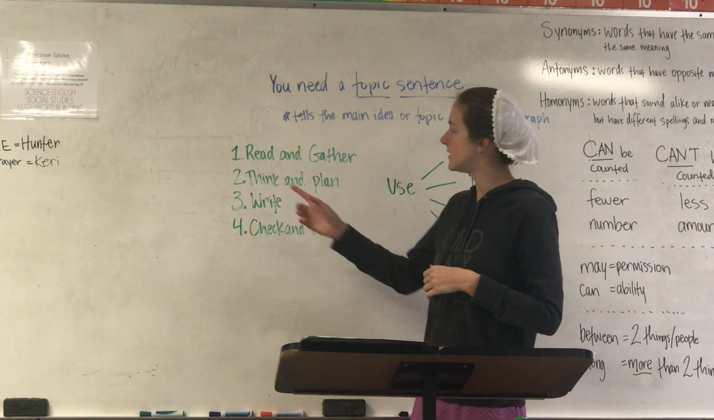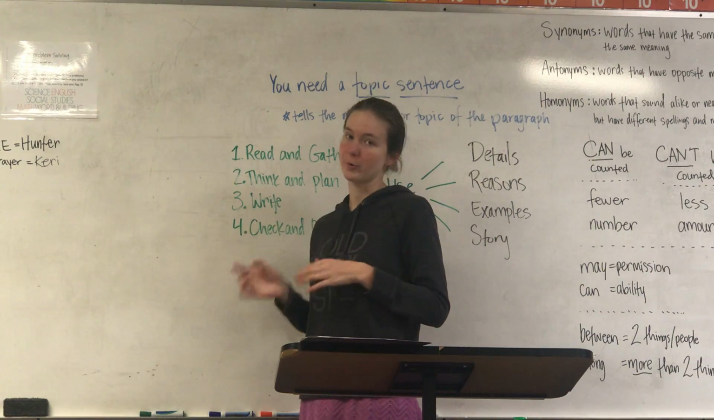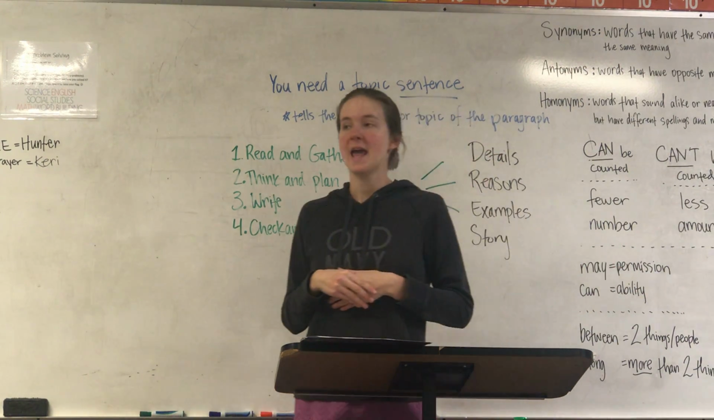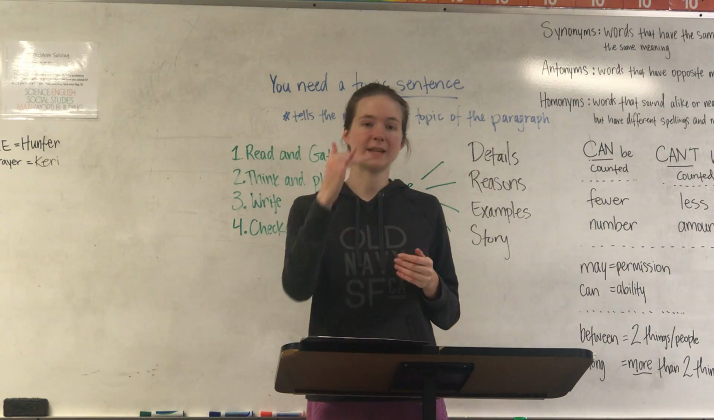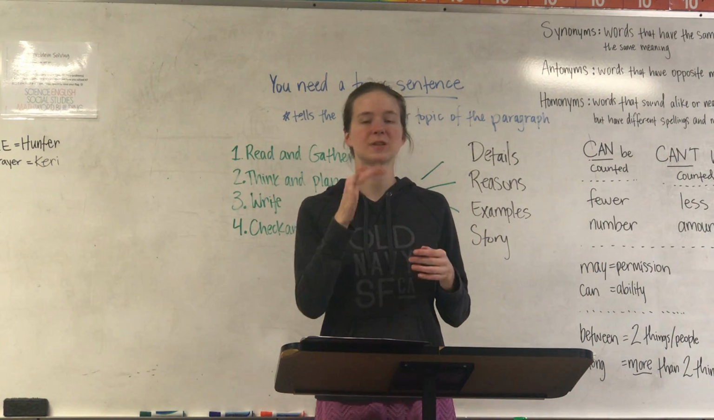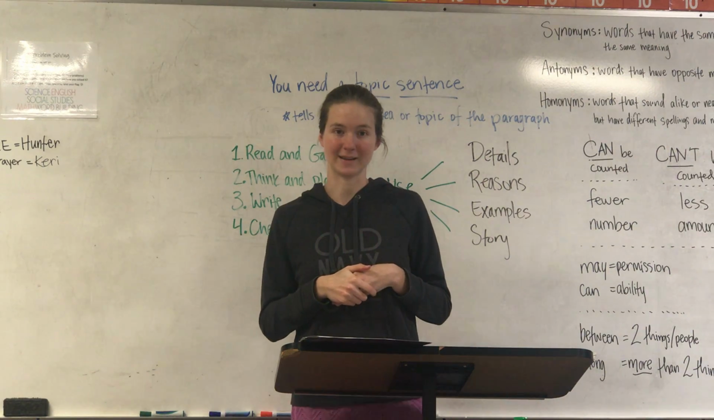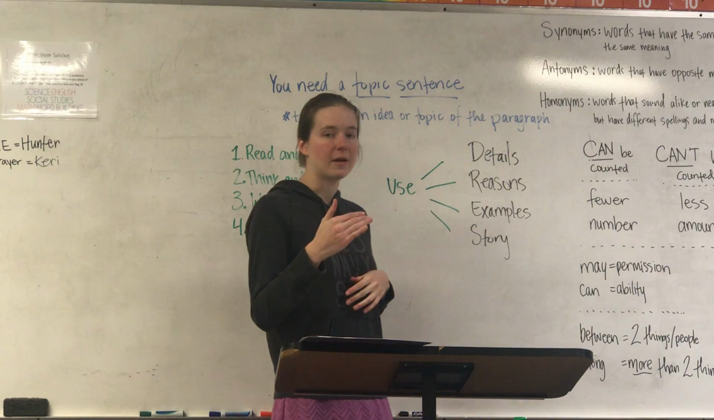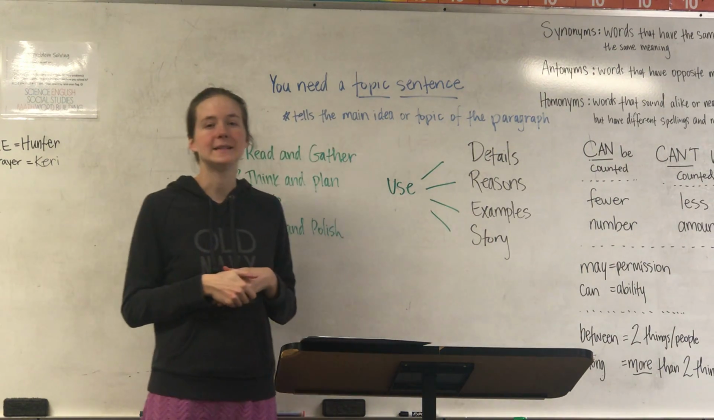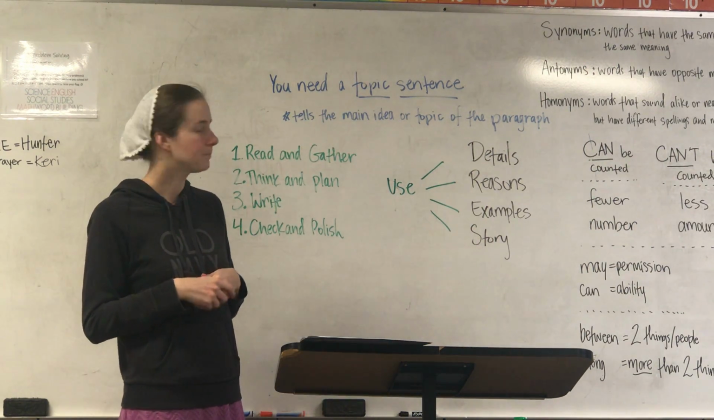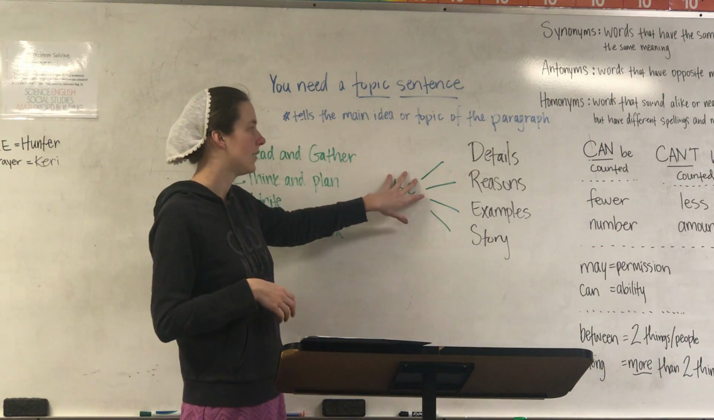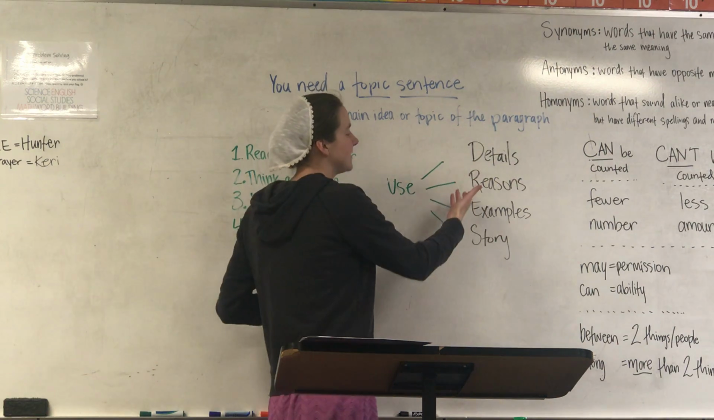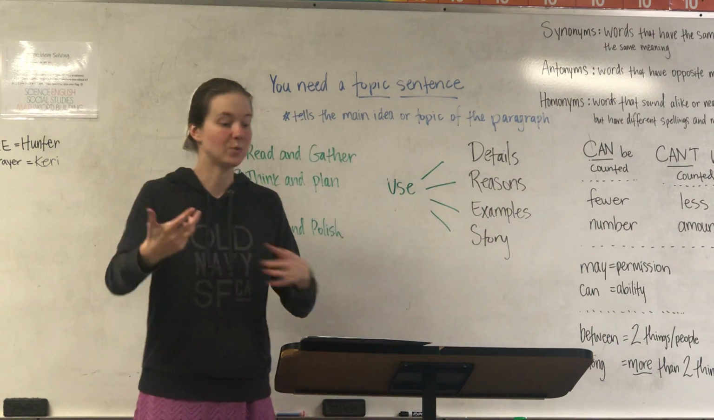We are moving on to step 2, think and planning. We're not going to be writing our paragraph yet. You need to get a paper out and you need to jot down a few ideas. First of all, choose the question that you want to answer. Now we're going to write down a few ideas of what we could write about. Now in review, we can use details or reasons or examples or a story to answer these questions.